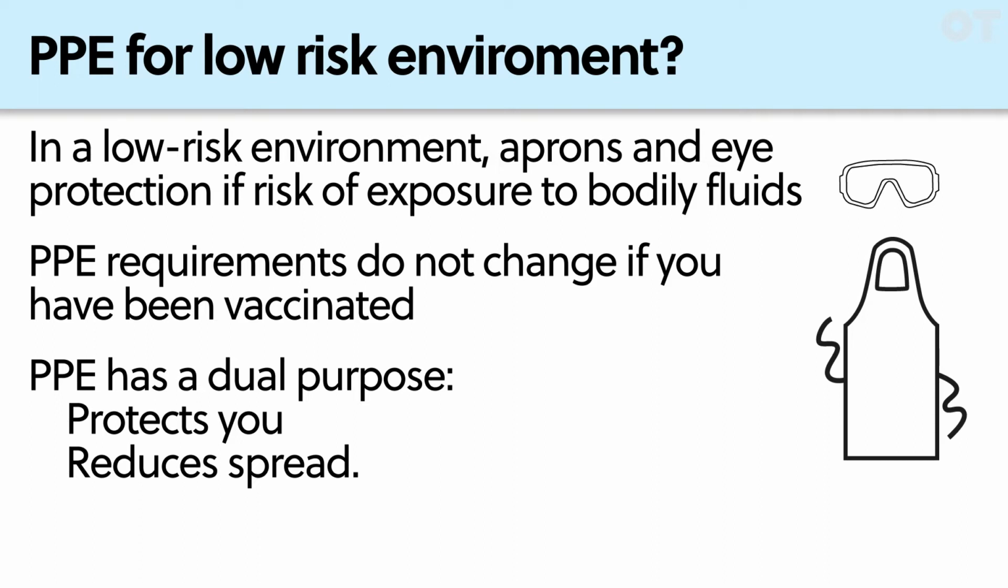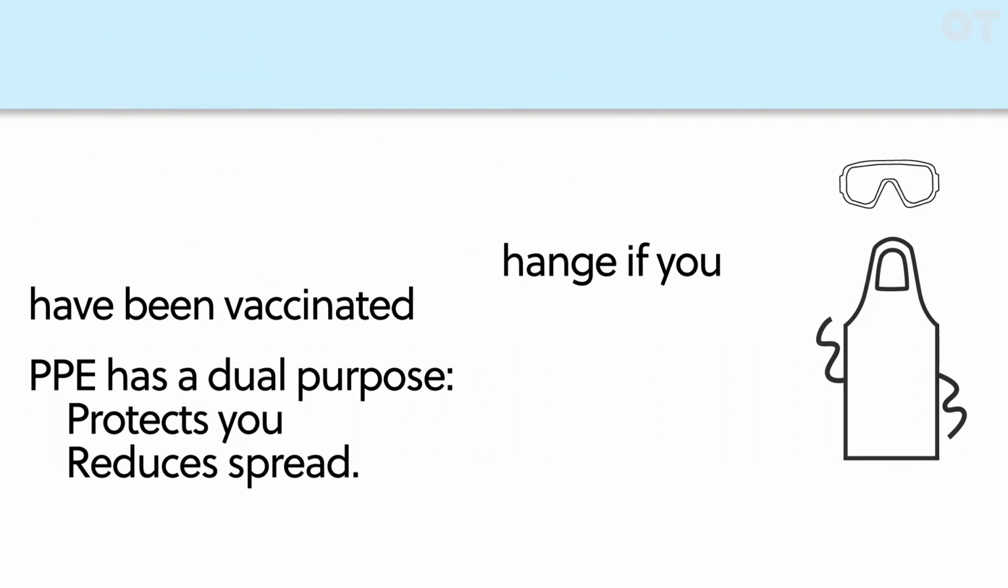In our view, aprons still play an important role, even though they don't cover the shoulders and the upper arms, because it avoids the risk of transferring the virus to clothes, the legs, the sort of torso area, and all of that helps to reduce the risk of spreading the virus around the practice or spreading it to others. It's also worth remembering that PPE has a dual purpose. It isn't just there to protect you, it also helps to protect the patient by reducing the risk of spreading the virus around.